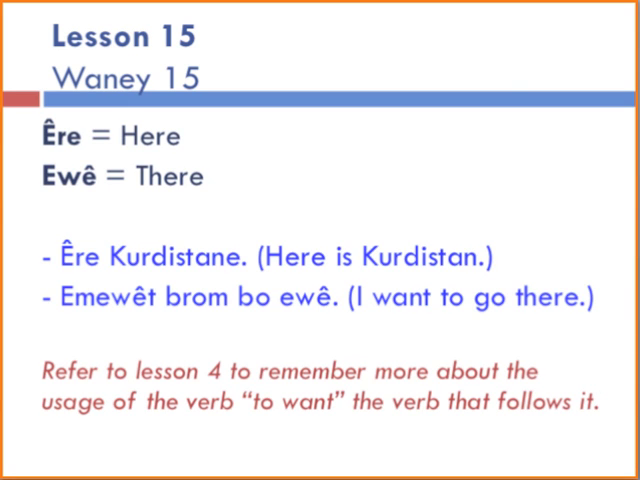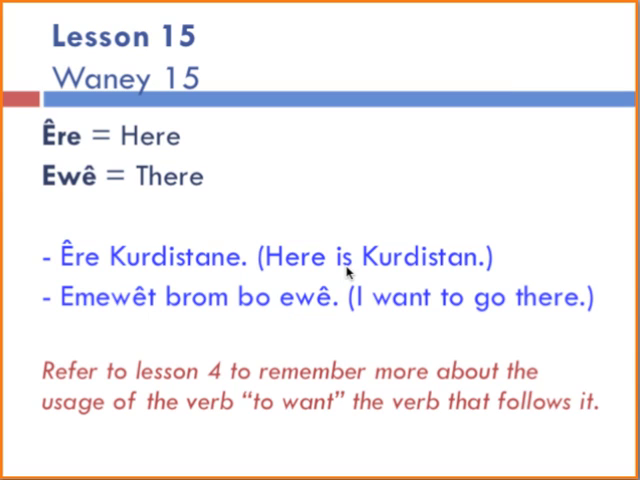So we're going to start with the first one again. Era, here, and ave, there. And an example for each of them. The first one, era Kurdistana. Here is Kurdistan. Be careful, this E right here is the "is" right here.